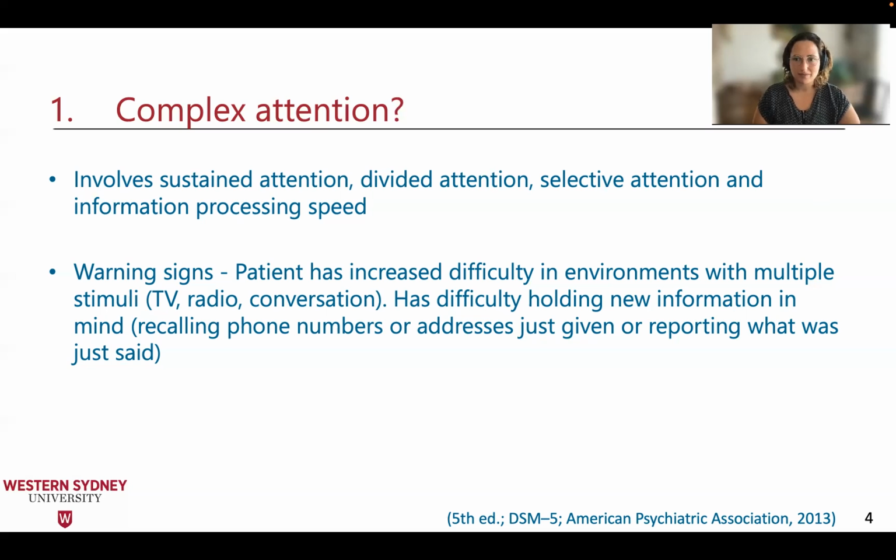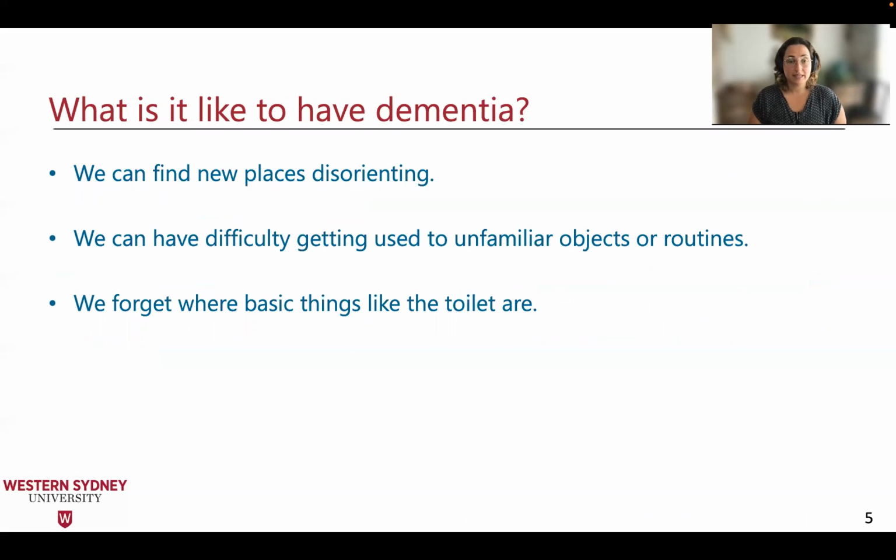So if the TV's on as well as the radio and a couple of people having a conversation in the other room, they may find it very difficult to be in that room and may start to get confused or start to get anxiety in there because they can't process it as easily. Other warning signs include difficulty holding and processing new information. So this is very much associated with your short-term memory. So for example, recalling phone numbers, addresses, or information that was just given to them immediately after it was given to them. So a person might give them their phone number, and then when asked to repeat it back, it's just out of mind.